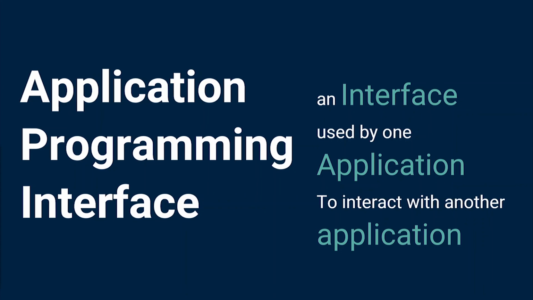Now let us go back to the definition of an API and see if we understand it better. An API is an interface used by one application to interact with another application. So in this particular example that I showed you, the FindMyFare application is using an interface provided by these airline systems like Qatar or Emirates in order to interact with their system.